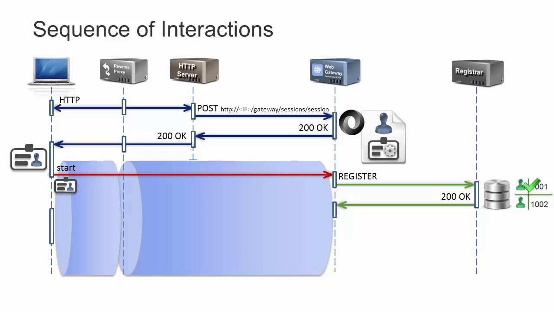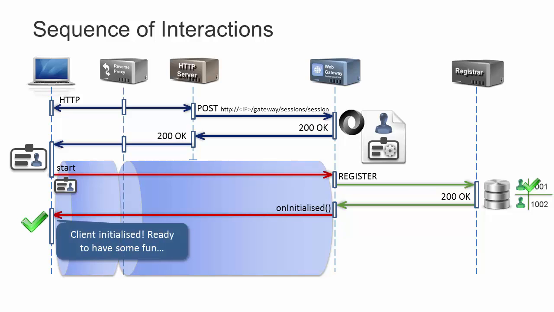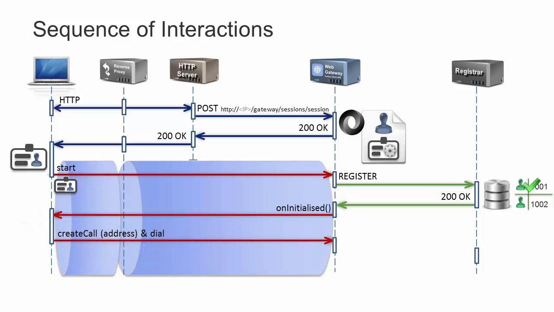Now, once the SIP registration succeeds and the gateway receives a SIP 200 OK back from the registrar, or any other necessary initialization completes, the gateway will talk to the client in the browser and cause the designated onInitialized callback function to execute. This then is the signal for our application that we've completed our enrollment with the web gateway and we're now ready to do something interesting, like create a call to some address and then dial it.